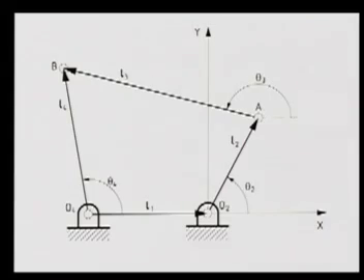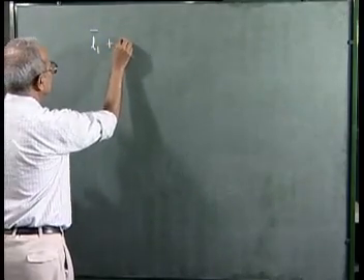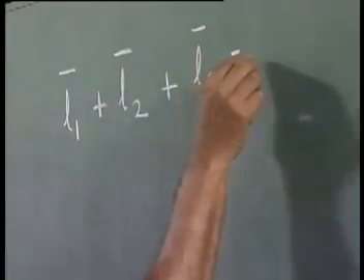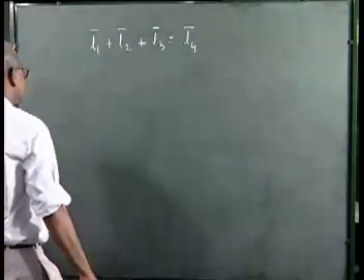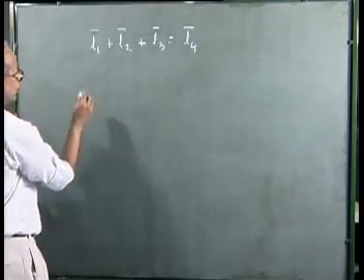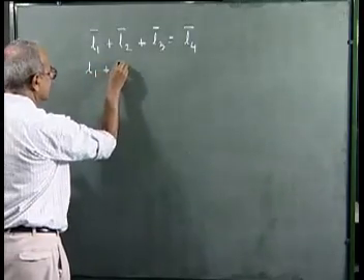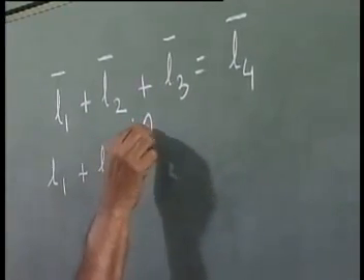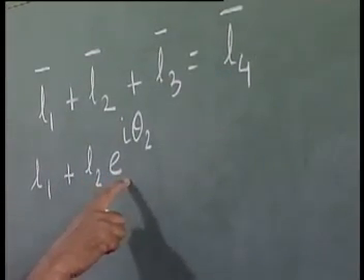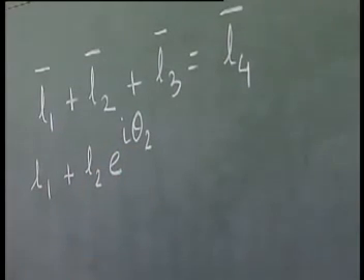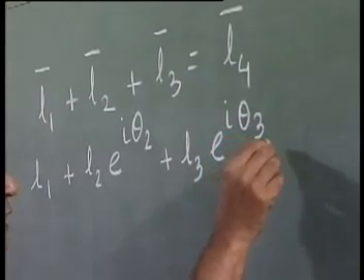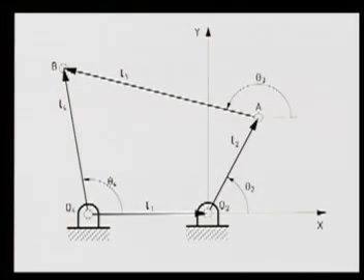So let me write now the loop closure equation. Vector L1 plus vector L2 plus vector L3 is vector L4. This is exactly the same as we did in the displacement analysis. So let me write now these two dimensional vectors in terms of complex exponential notation, that is L1 plus L2 e to the power i theta 2. The vector L2 can be represented by this complex exponential notation, magnitude is L2, and the orientation of this vector with the positive x-axis is given by theta 2. Similarly, L3 vector is L3 e to the power i theta 3, is equal to L4 e to the power i theta 4.